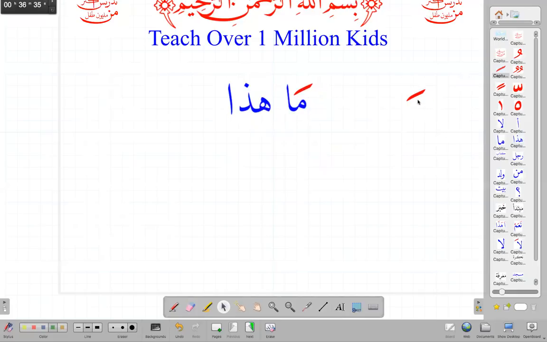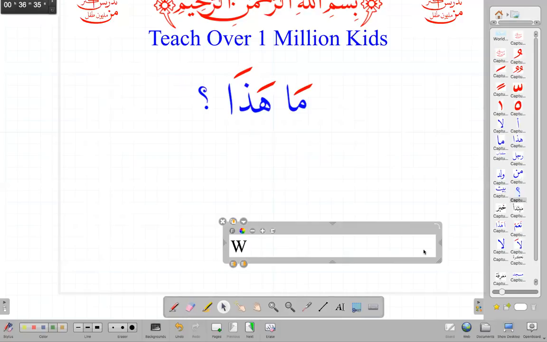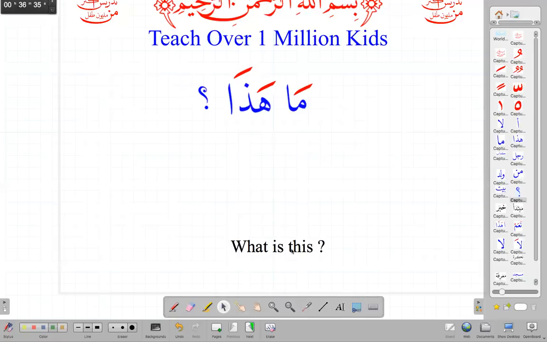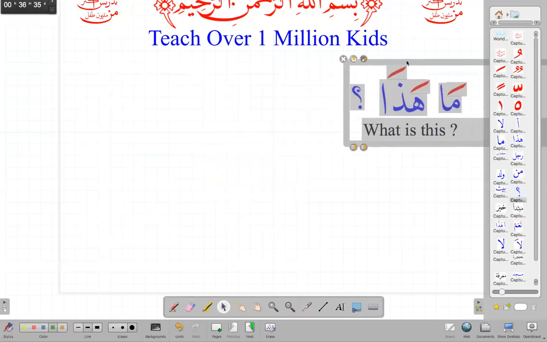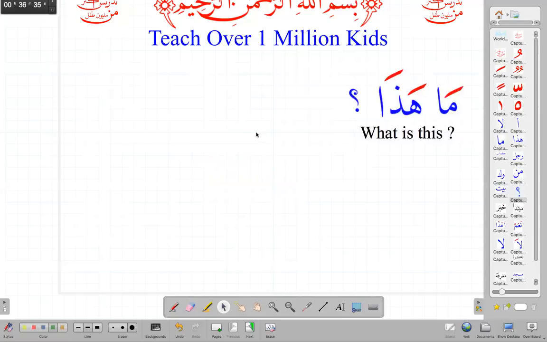Ma, fatha. Ha, and ha is as always said long. Ma hada is to make it a sentence. Ma hada means, if we say ma hada, we mean what is this? What is this? Okay. Ma hada. What is this? Ma hada.